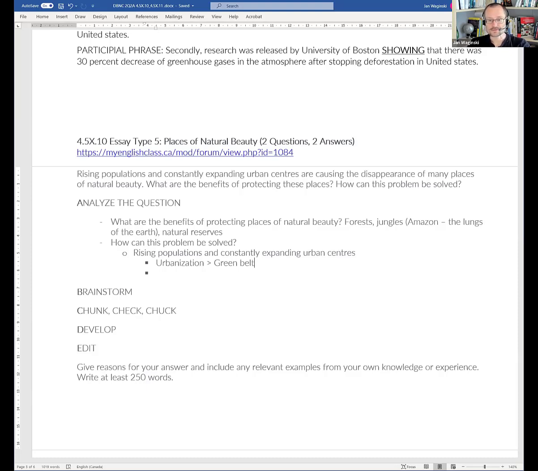Are there any other solutions? Some of the solutions we talked about previously for other issues are not going to work here, right? Because we're not talking about pollution, we're talking about just the land being destroyed. So another word that might work, encroachment.